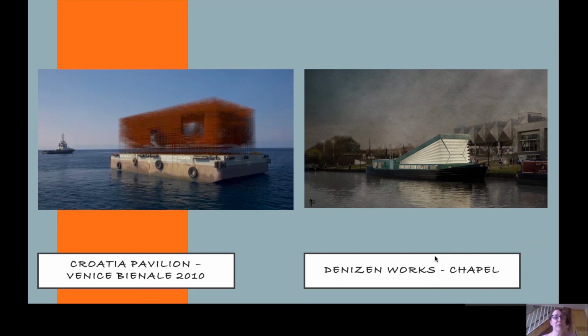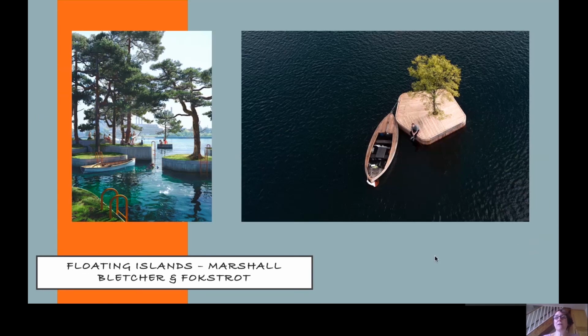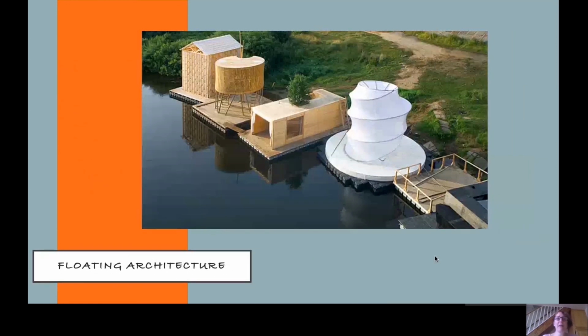Or something completely different, which are floating islands by Marshall, Bletcher and Foxtrot. This little island could be anything on it. It would obviously take a very long time to get to your destination, so you might be pushed by currents or wind. And then some ideas in terms of form and materiality: you've got timber, steel mesh, fabric, stretch fabric. All of these you can think about in terms of how you want to travel to your destination.